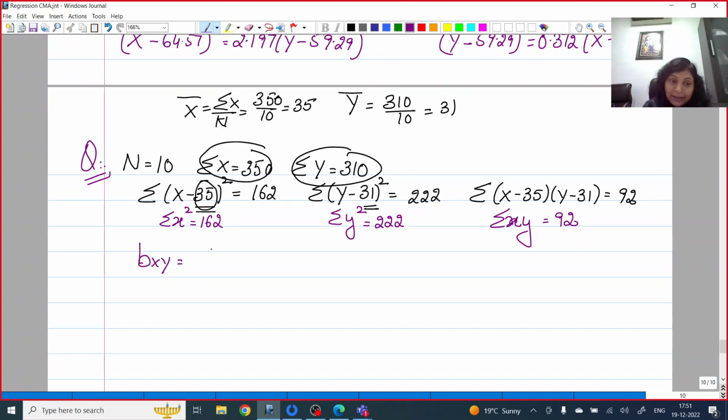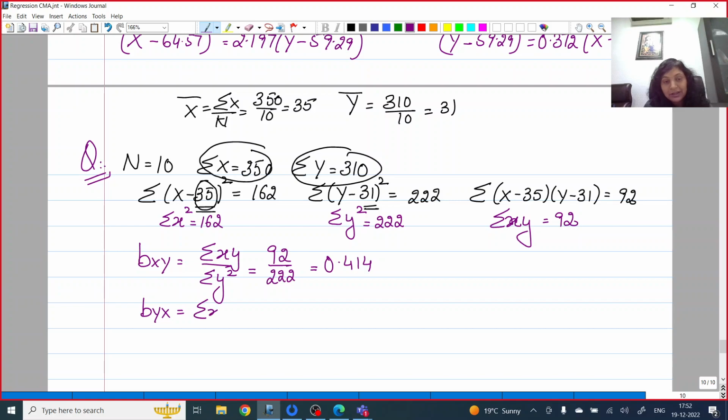So bxy is summation xy upon summation y square. Summation xy is 92 and summation y square is 222. So if we divide 92 by 222, we get 0.414. And if we want to compute byx, then this is summation xy upon summation x square. So summation xy is 92 and summation x square is 162. So this is 92 divided by 162, which is 0.568. So this is the value of bxy and byx.